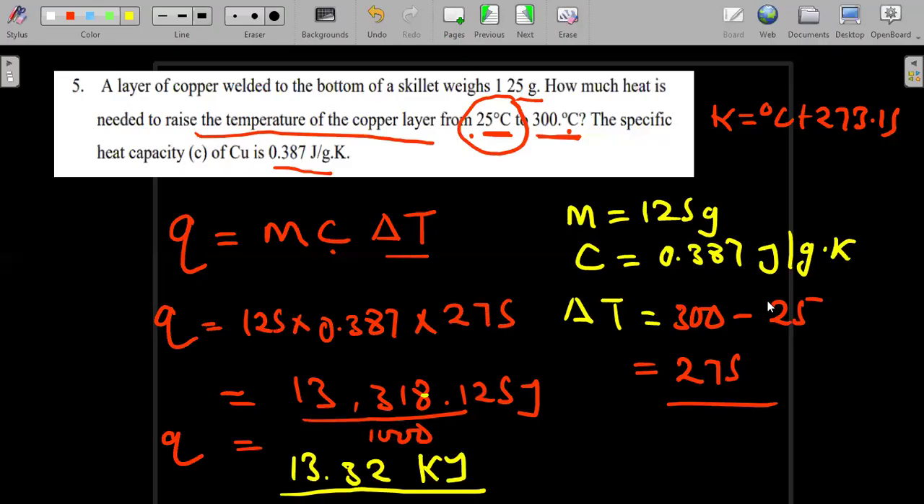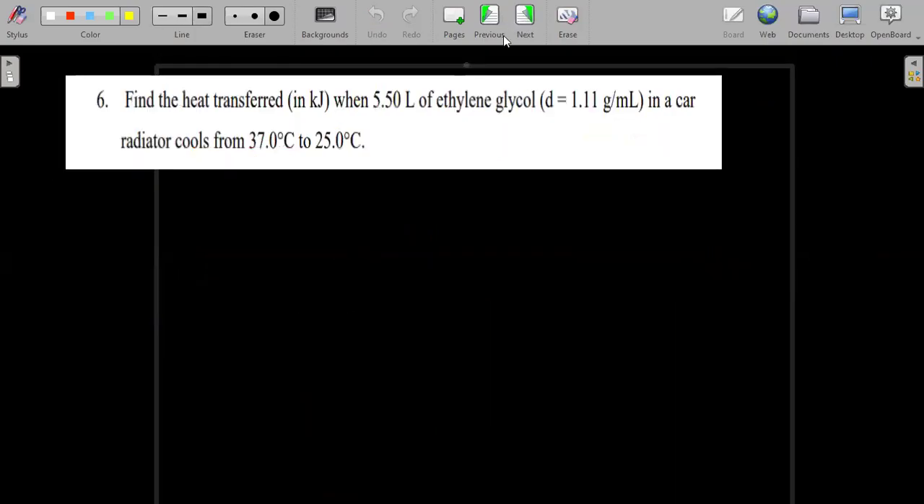All right, so now let's look at the next question, which is question 6. We are going to solve it in a similar way we did with question 5. The question reads, find the heat transferred in kilojoules when 5.5 liters of ethylene glycol with the density of 1.11 grams per milliliter, in a car radiator, cools from 35.0 degrees Celsius to 25 degrees Celsius.